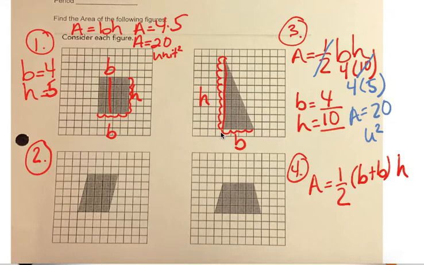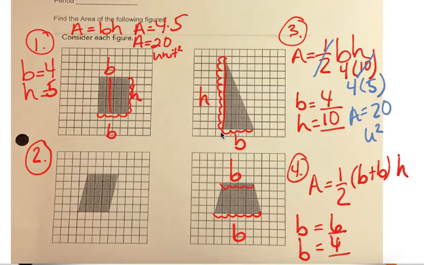Basically this is just like a triangle, except a triangle only has one base, but a trapezoid has two bases. It doesn't go up to a point, so it has two bases. We have to put those two bases together, and then it would look just like the triangle. So I'm going to figure out what my first base is and my second base. My first base is 1, 2, 3, 4, 5, 6. My second base is 1, 2, 3, 4.